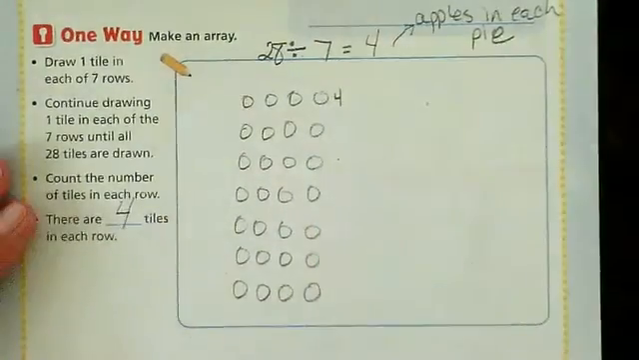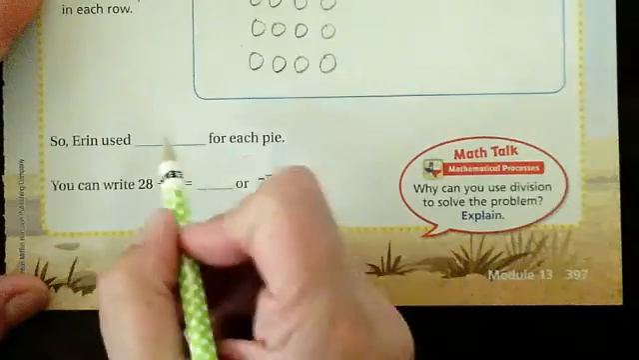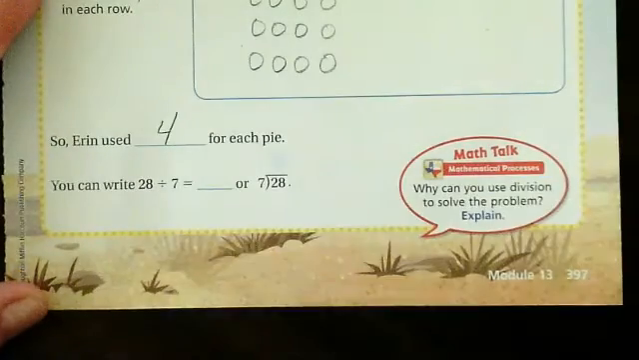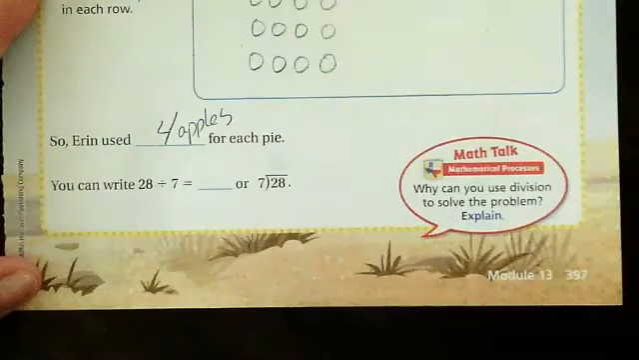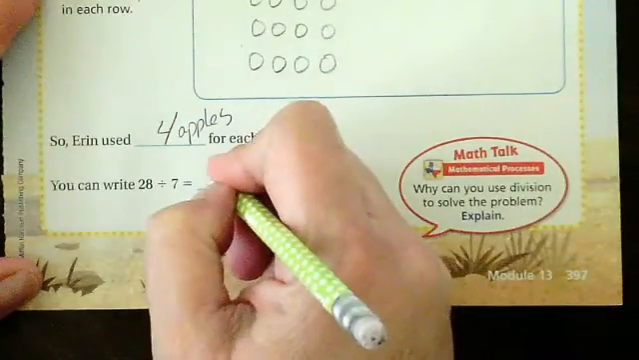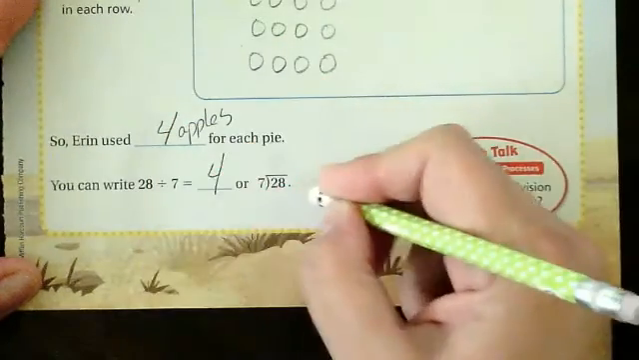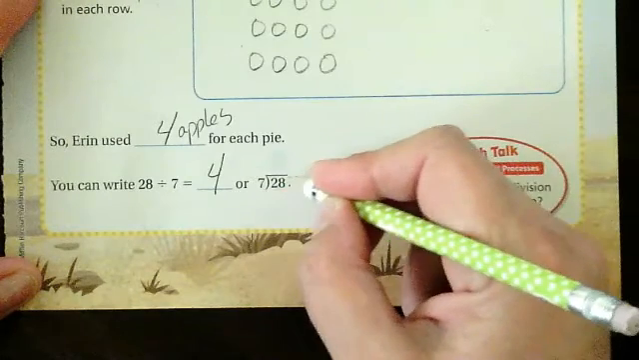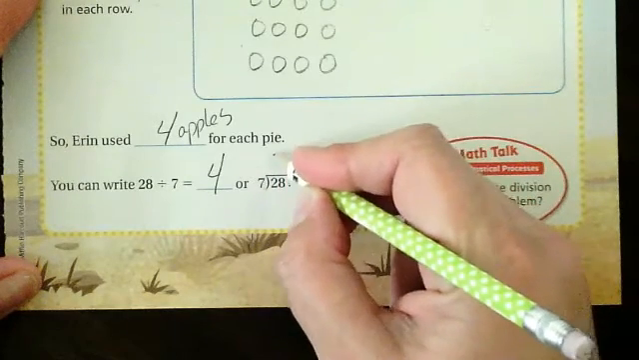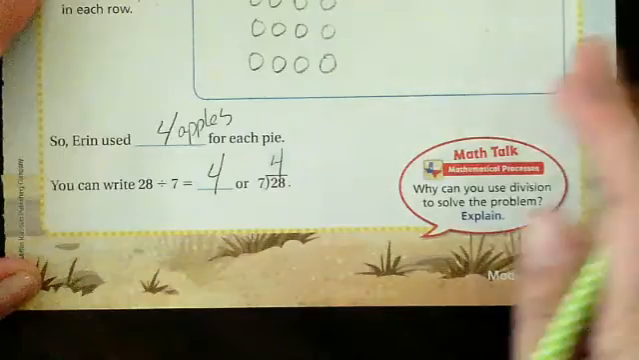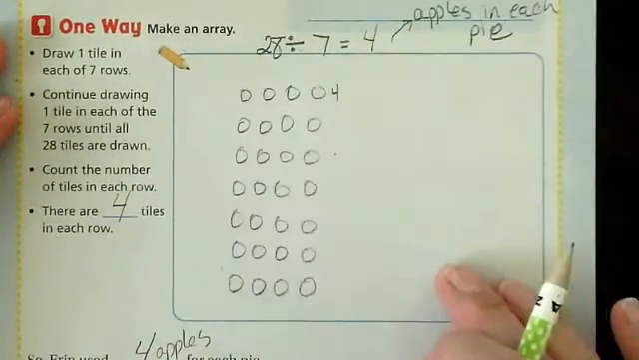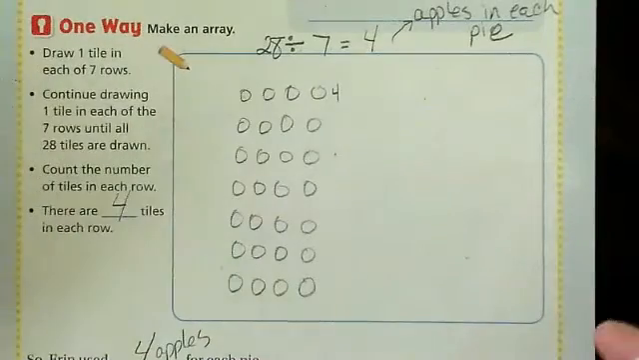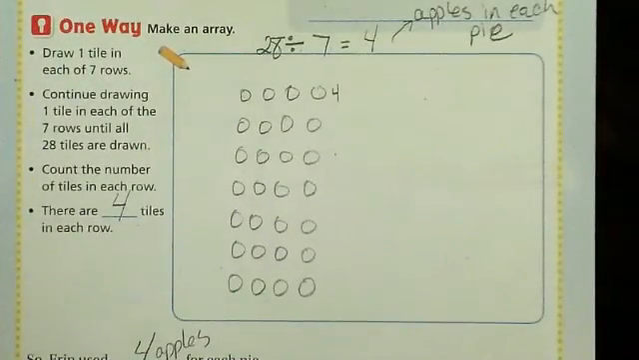All right, so Erin used 4 apples for each pie. You can write 28 divided by 7 equals 4. Using an array is one strategy for doing division. Let's look at another strategy. Go ahead and click to your next slide and watch the next video lesson.